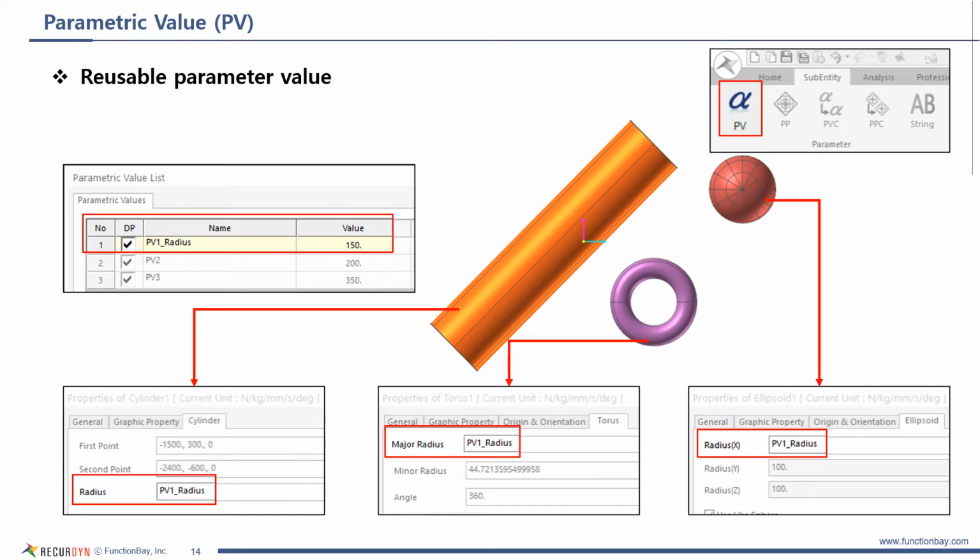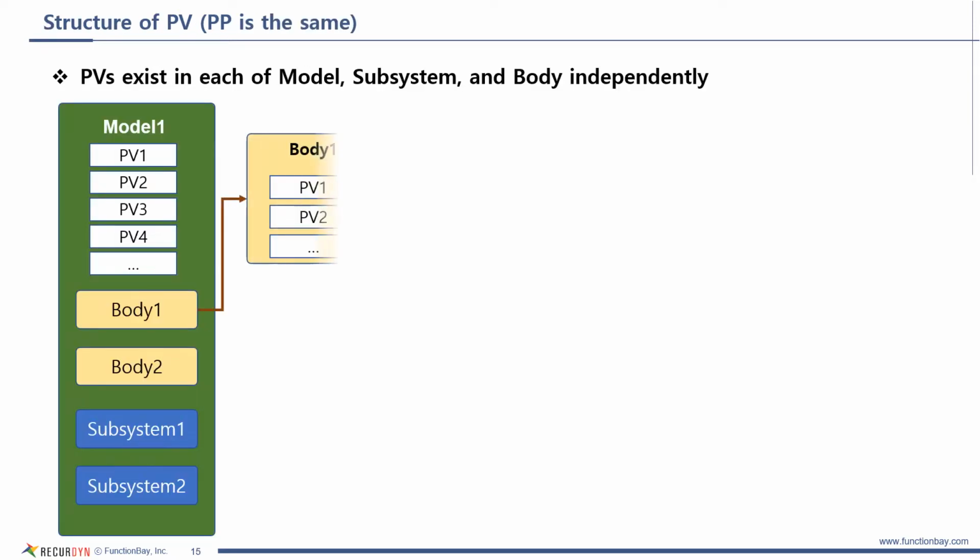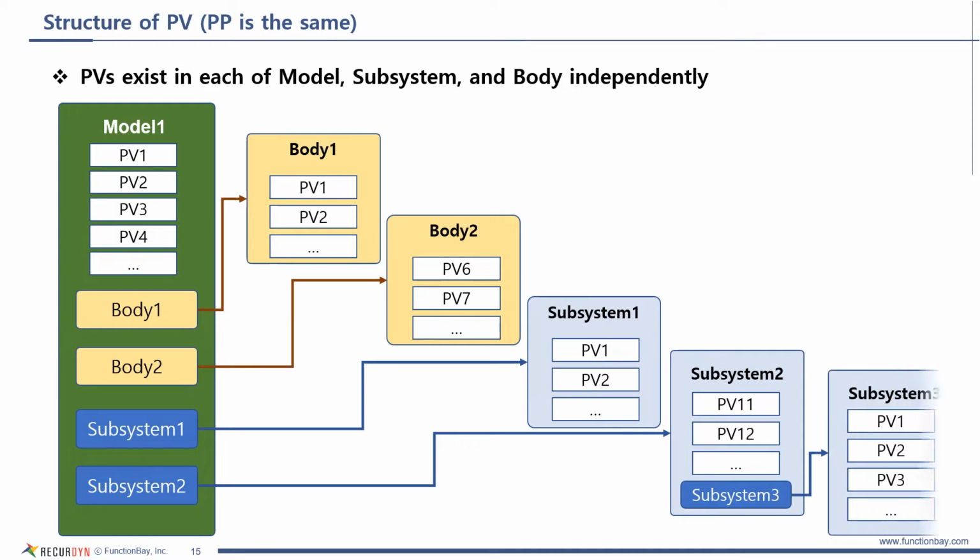PV and PP to be introduced later can be defined in each of model, subsystem, and body independently. PV1, PV2, PV3 can be defined in Model 1. And PV1, PV2, PV3 can also be defined in Subsystem 1 or in Body 1. Of course, it is possible to give the completely different names to them.